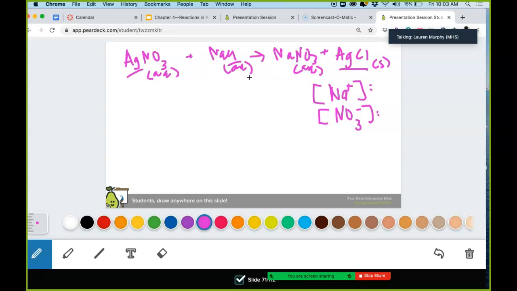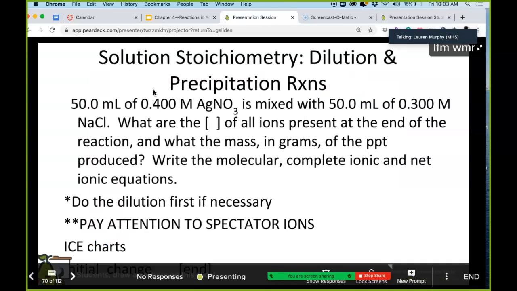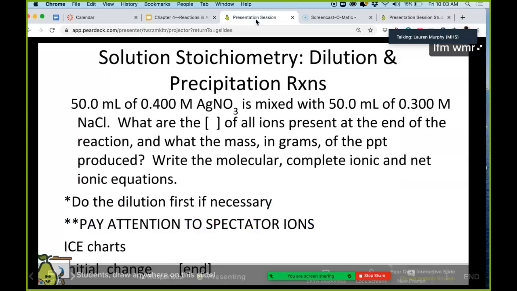So now that I have the reaction, and I've already identified my spectator ions, I'm going to do the dilution. The dilution occurs when you mix them, but before they react. So you need to do the dilution for silver nitrate, and then you need to do the dilution for sodium chloride. So let's go look up. Silver nitrate is 0.4 molar. You have 50 milliliters of it. When you mix it, you're going to have 100 milliliters of stuff. So this is M1V1. M2 is your new molarity, your diluted molarity, and V2 should be 100 for both of them.